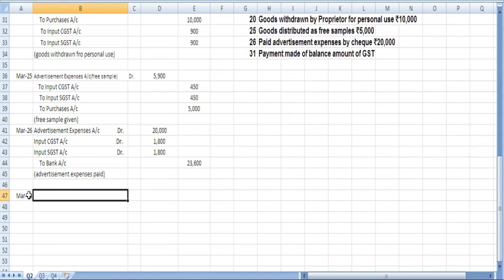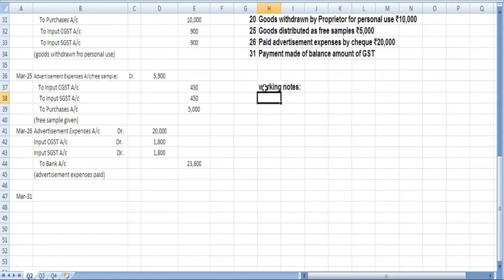Okay, now in this journal entry, first we will have to do the working, and depending on the working we will have to do the journal entry. So let us do the working notes. First we will find out the total input CGST and total input SGST. Total input CGST.